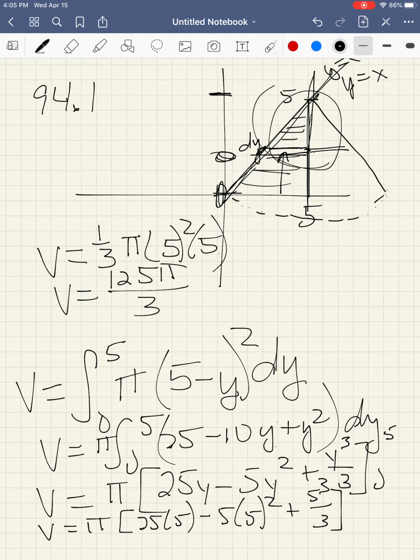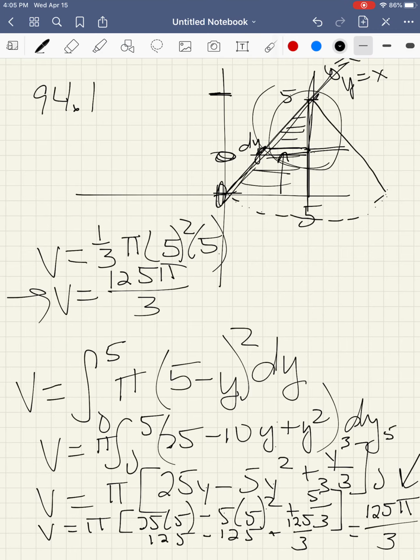All right, so that's 25 times 5 is 125, and then 5 cubed over 3 is 125 over 3. So it's going to be 125 pi over 3. It's the same no matter which way we do it. All right, let's try a few more of these.